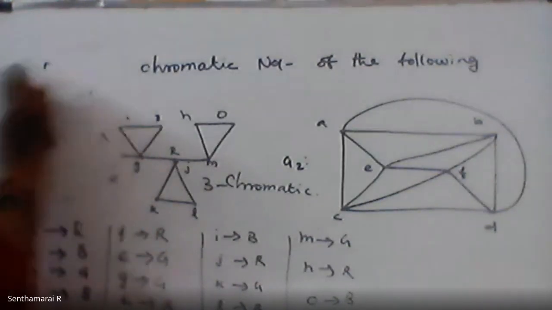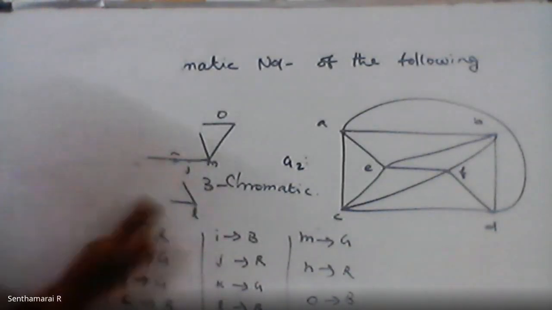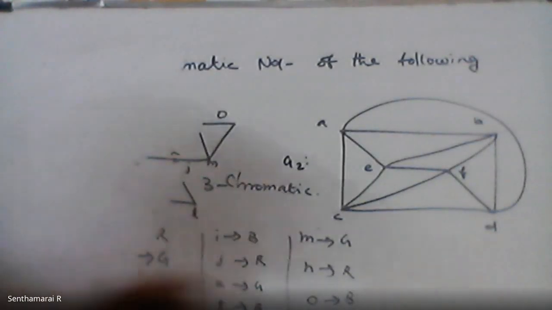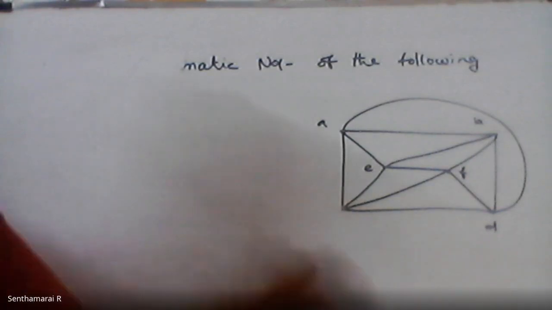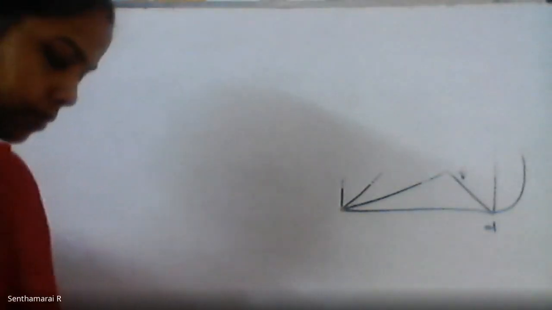Okay, ma'am. What about the second graph, chromatic number? It's also 3 chromatic. We need a minimum of 3 colors to color all the vertices of the second one. Now the question, you write down.